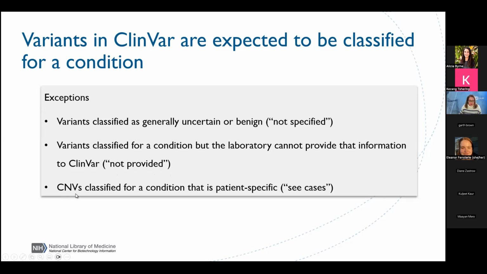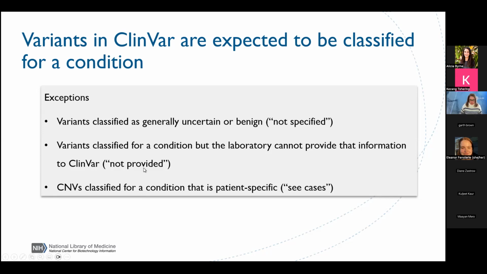And then the third case is less common, and you'll see this more often on copy number variants. So particularly for non-recurrent copy number variants, the condition that's associated with it is patient specific. The variant is specific to the patient. And so they have a phenotype that is patient specific, and there's no overarching disease name that the laboratory can associate with it. So one option is just to say that there's no disease name there.